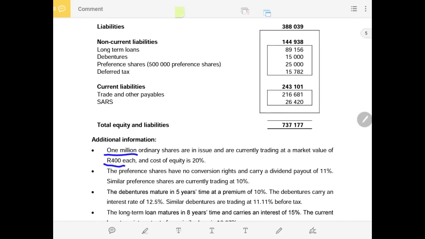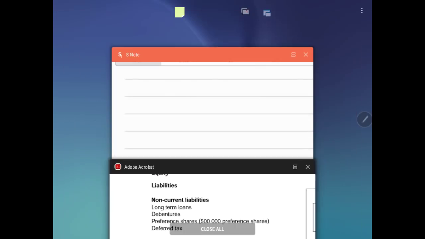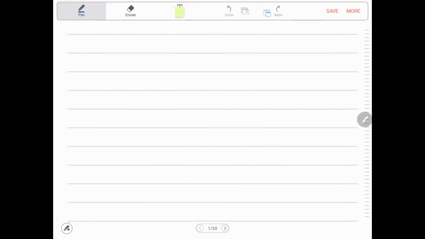Take note of the fact that we are told that 1 million ordinary shares were issued and they are currently trading at a market value of 400 each, and the cost of equity is 20%. So now that means the market value is 400. When we take the market rate, we multiply by the 1 million shares, and that will give us the ordinary share capital according to the market values. So now let us do the ordinary capital.